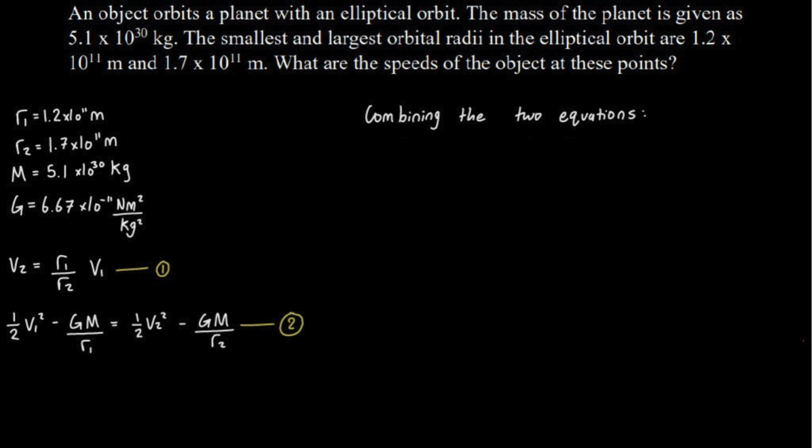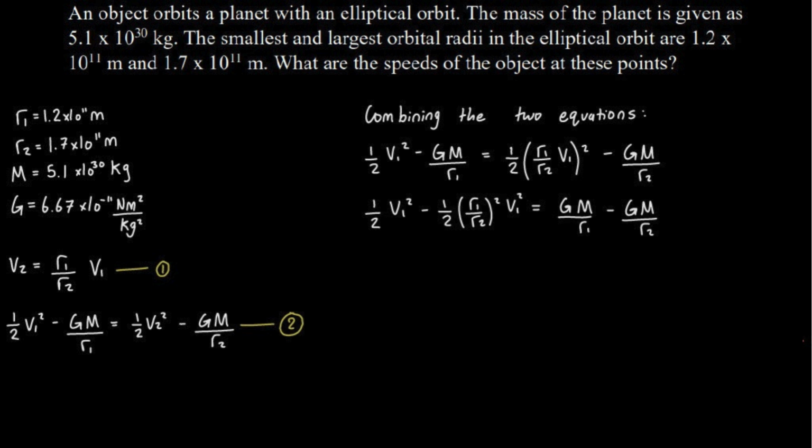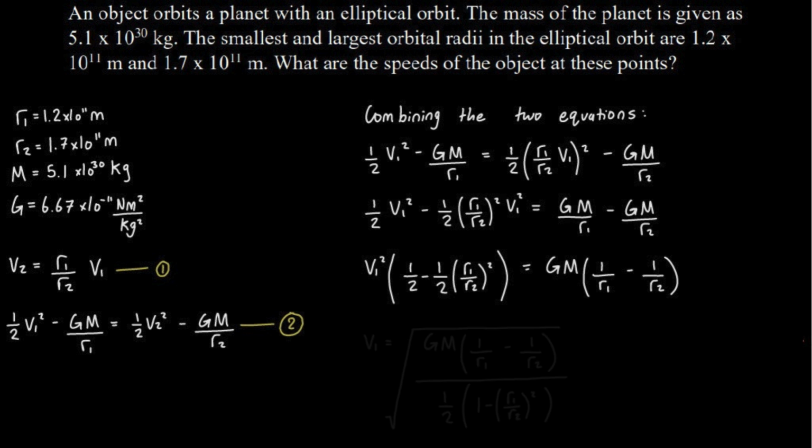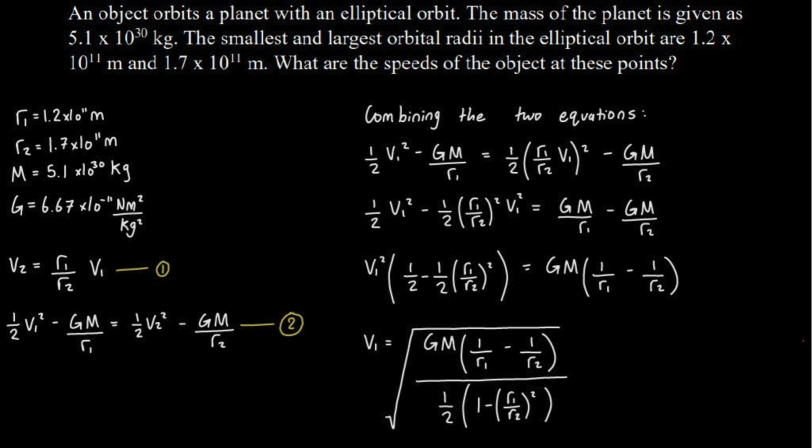When we combine those two equations, we're going to take our equation for V2 and we're going to substitute that into our second equation. And now once we have this, let's start to clean this up. So let's bring everything that has V1 over to the left side of the equation and everything that does not have V1 over to the right side of the equation. And then we can factor out that V1 squared. And we can divide the right side of the equation by everything in those big brackets here. Now to get V1 by itself, we'll just have to square root this whole thing.